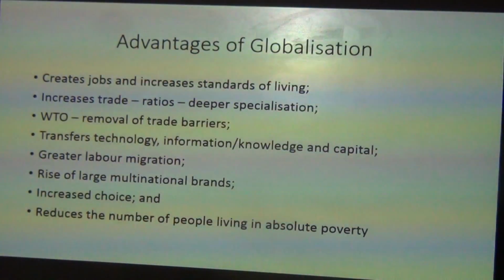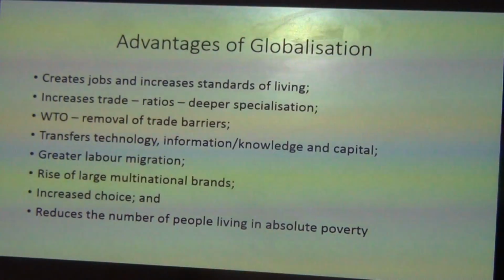It encourages greater labour migration. If you think of China, all of the factories now situated in the big cities of China and people migrating from the little towns and villages to the big cities. Now, of course, that creates its own problems as well, but it does obviously attract labour into those areas.